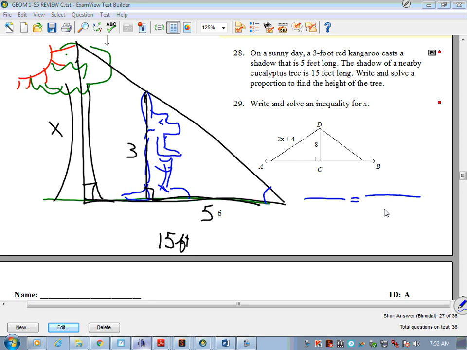Well, the tree shadow is 15 feet. The tree's height is unknown. We're trying to solve for it. Over the kangaroo shadow, which is 5 feet, over the kangaroo's height, which is 3 feet. So we're going to take 15 times 3 is 45. 45 divided by 5 is 9. So 9 feet is the height of the tree. Obviously my picture's not to scale, as beautiful as it is. I think my kangaroo actually looked better in the other video.